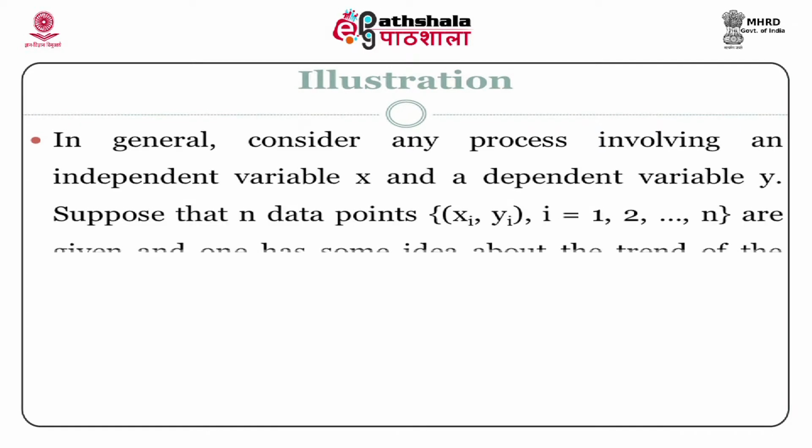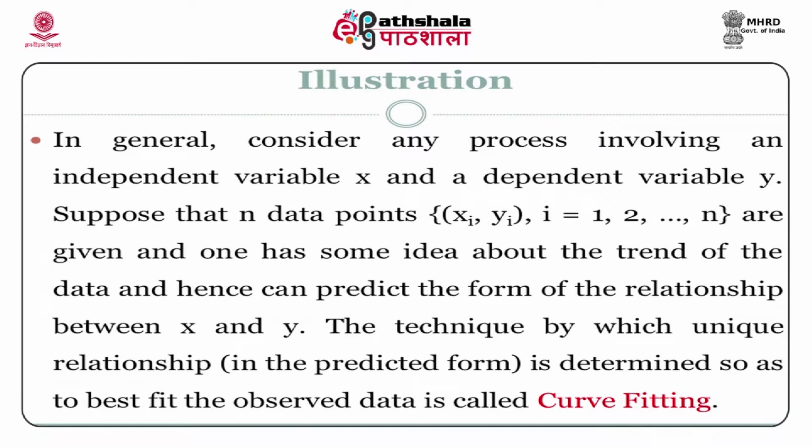In general, consider any process involving an independent variable x and a dependent variable y, and suppose that n data points (xi, yi), i equal to 1 to n are given, and one has some idea about the trend of the data, and hence can predict the form of the relationship between x and y. The technique by which the unique relationship in the predicted form is determined so as to best fit the observed data is called curve fitting.